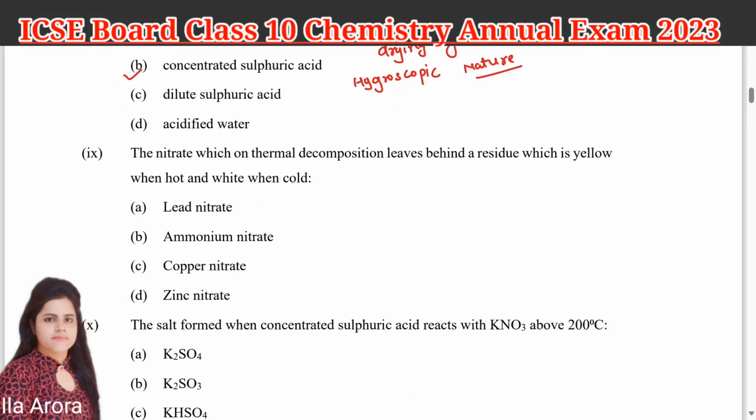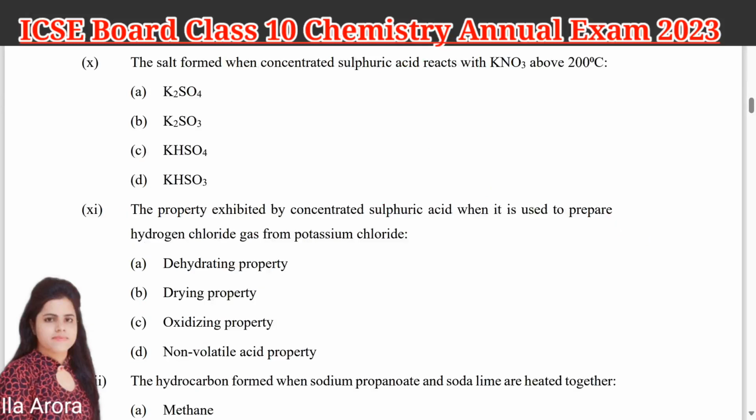Next is the nitrate which on thermal decomposition leaves behind a residue which is yellow when hot and white when cold. So it is zinc nitrate. Zinc nitrate is actually colorless when it is cold, or you can say white, but when you heat it, it will give you zinc oxide, which is yellow in color. Answer will be D. Next is the salt formed when concentrated sulfuric acid reacts with KNO3 above 200 degrees Celsius.